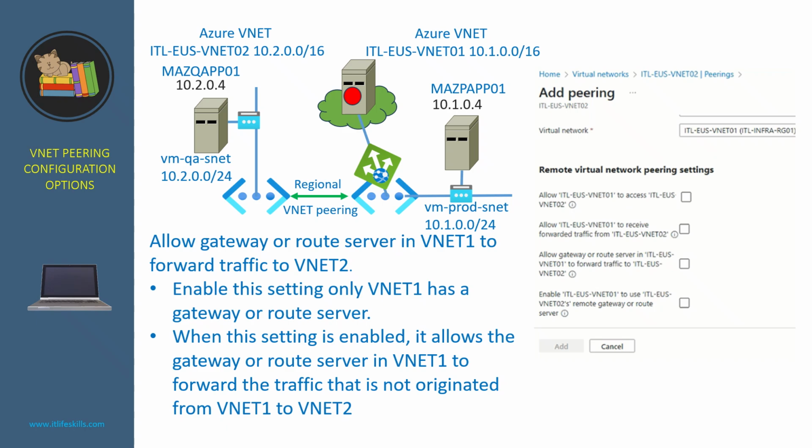The next option is to allow gateway or route server in VNet1 to forward traffic to VNet2. Enable this setting only when VNet1 has a gateway or route server. When this setting is enabled, it allows the gateway or route server in VNet1 to forward the traffic that is not originated from VNet1 to VNet2. Technically, it allows the traffic like this.